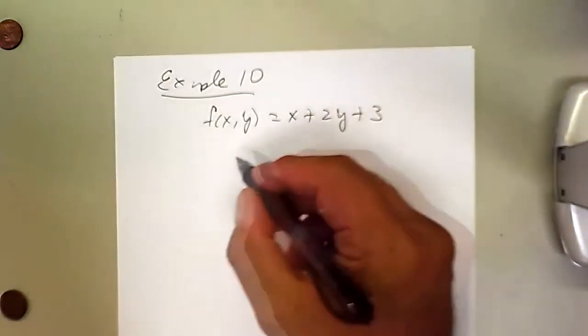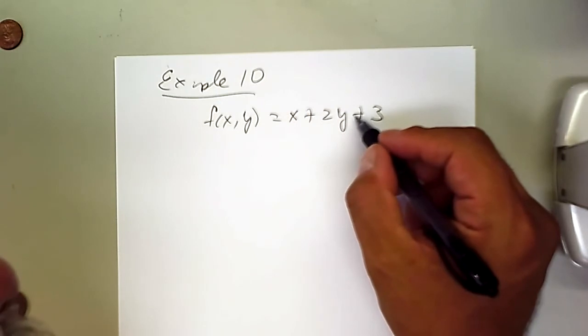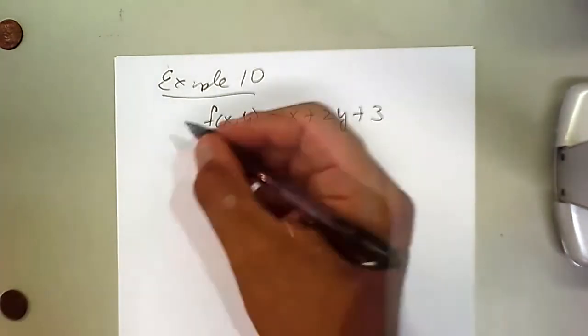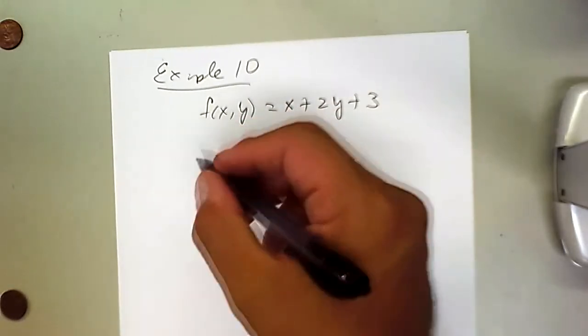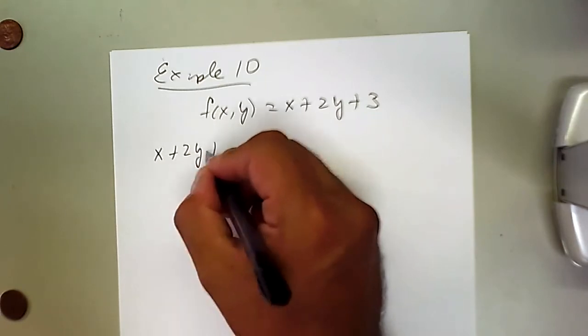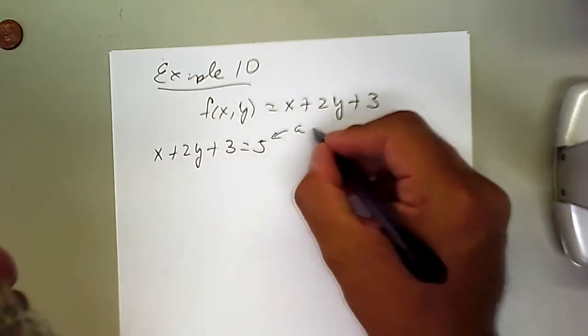So let's solve this equation for y. Actually, let's fix this to 5. I'm just arbitrarily fixing x plus 2y plus 3 equals 5. So 5 is just a random number.